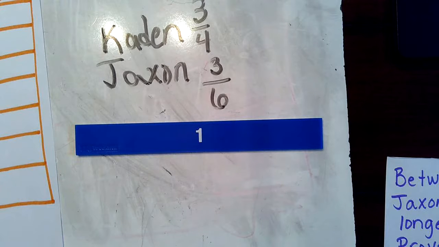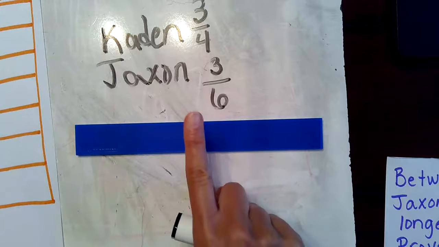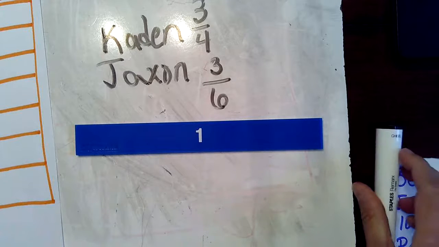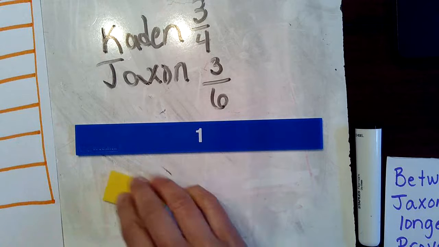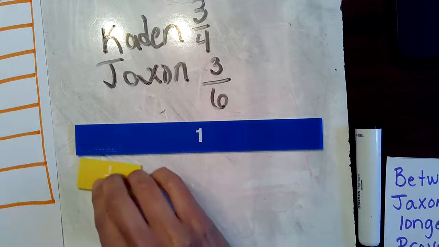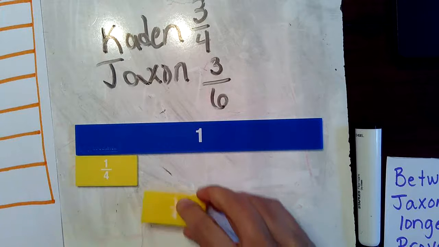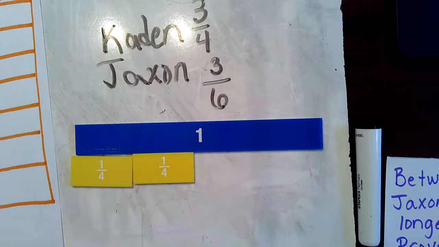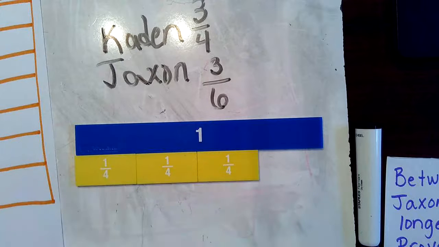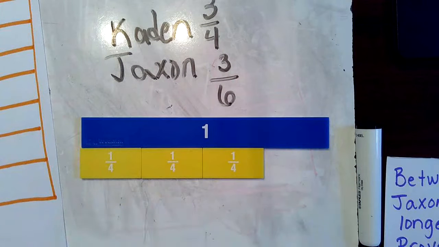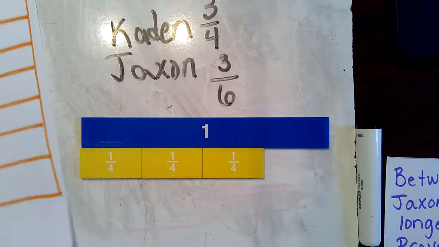So remember what you know about fractions. The larger the denominator, the smaller the piece. So 3 copies of 1/6 is less than 3 copies of 1/4. So it looks like, judging by our model here, Caden ran a longer distance than Jackson. Do you agree? Okay, let's look at another one.